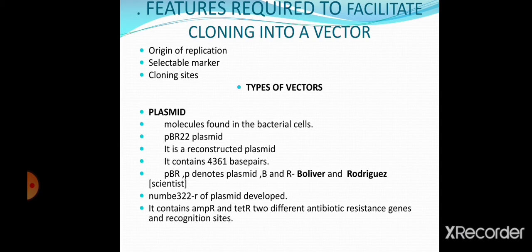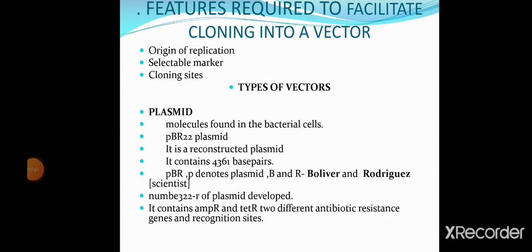What are plasmids? In our previous class itself, we discussed what a plasmid is. Plasmids are extrachromosomal, self-replicating, double-stranded, circular DNA molecules, which are found in bacterial cells and contain genetic information for their own replication.